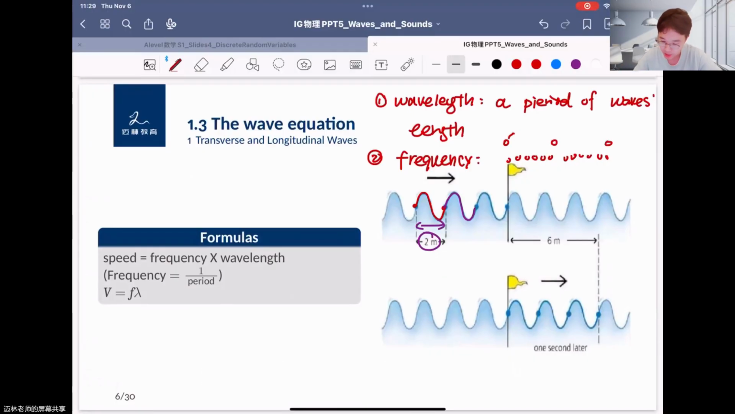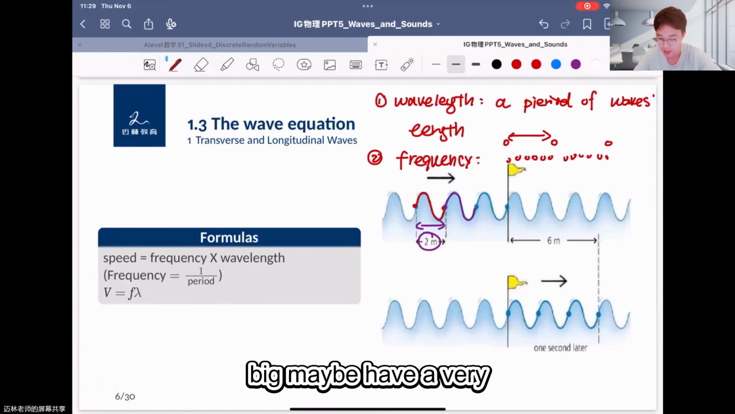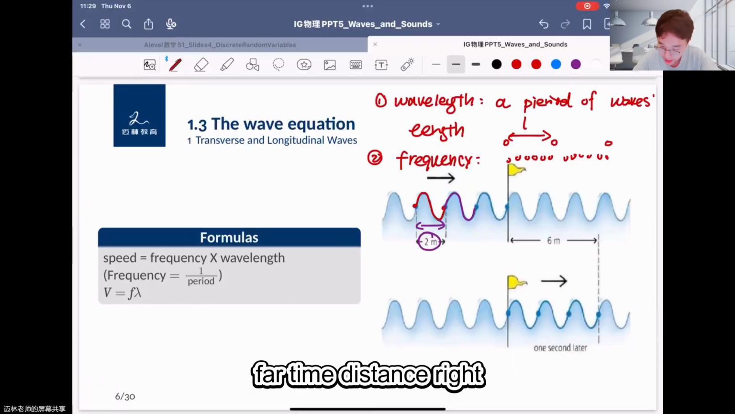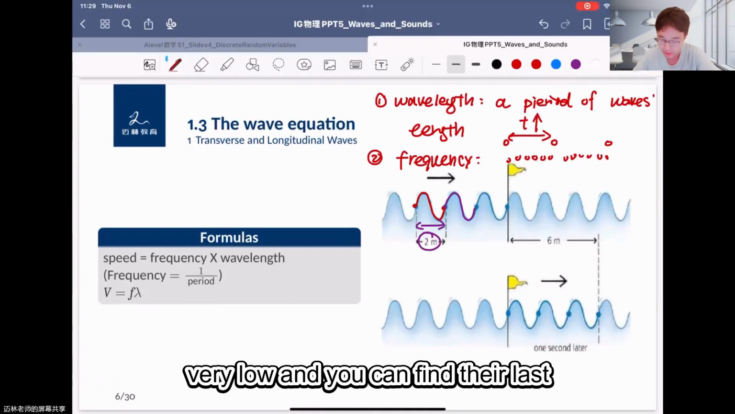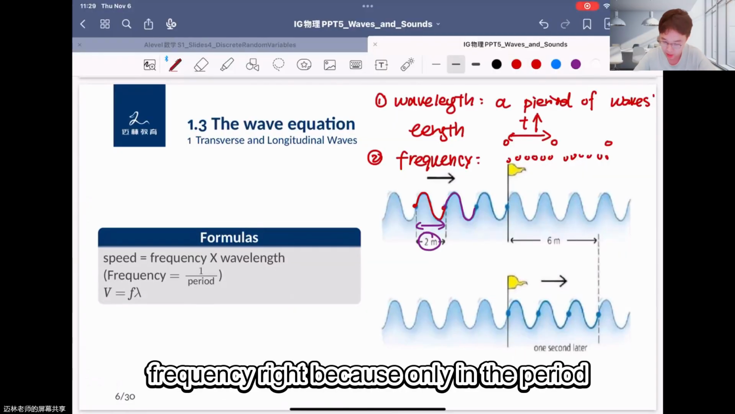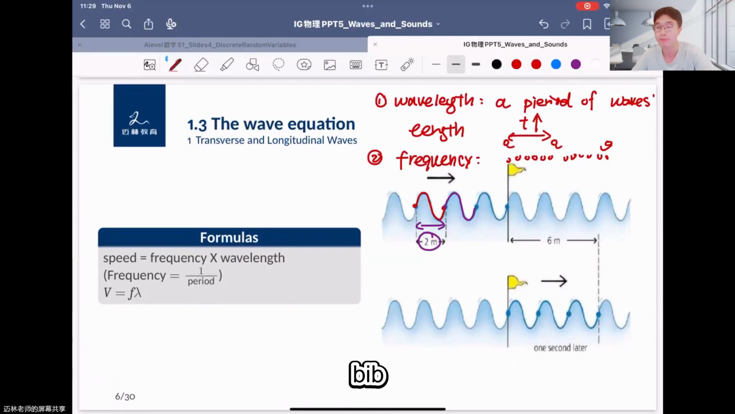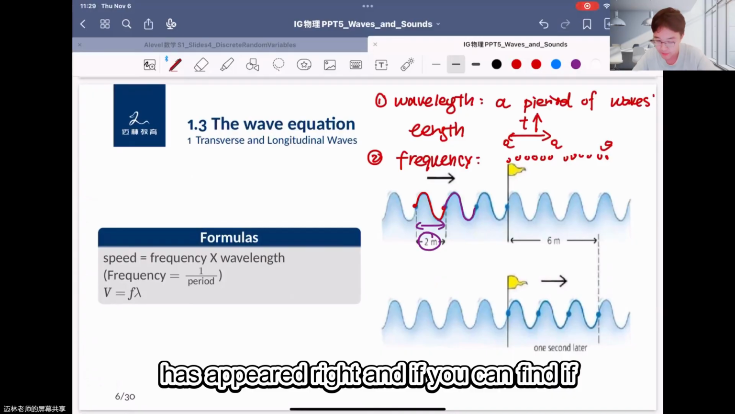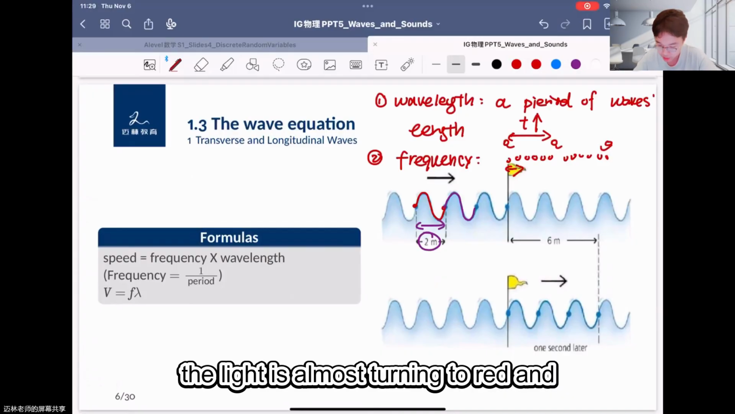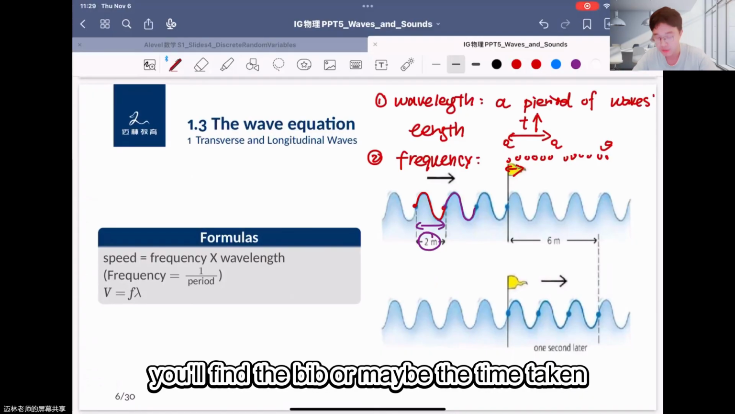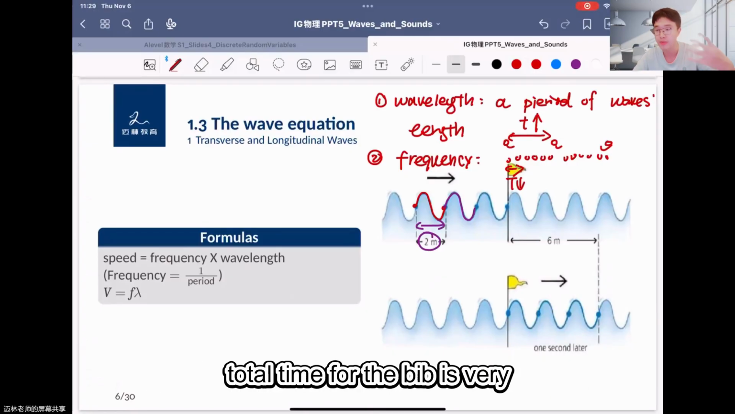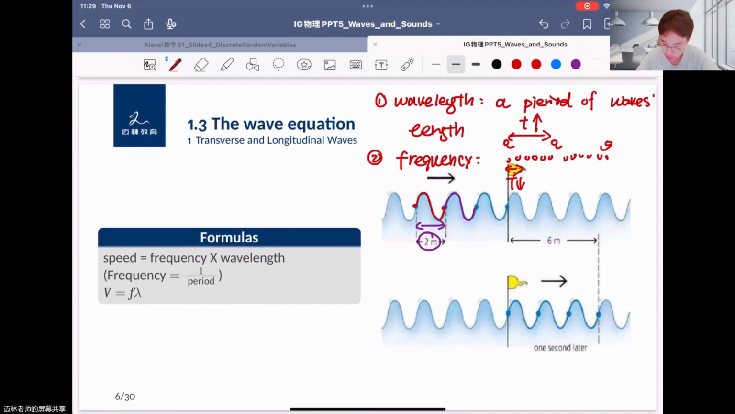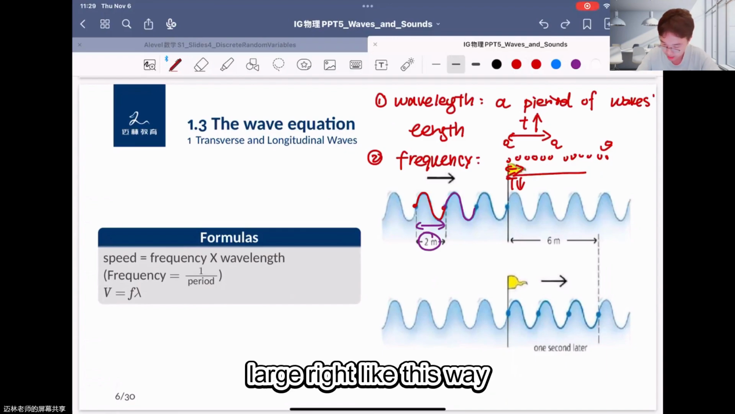So you can find for the green light, the beeps have a very long time distance between them, right? Or the time taken is very long, and you can find the frequency is lower, right? Because in the period only 3 beeps have appeared. And if the light is almost turning to red, the time taken between each beep is very small, but the total number of beeps is very large, right? Like this way.